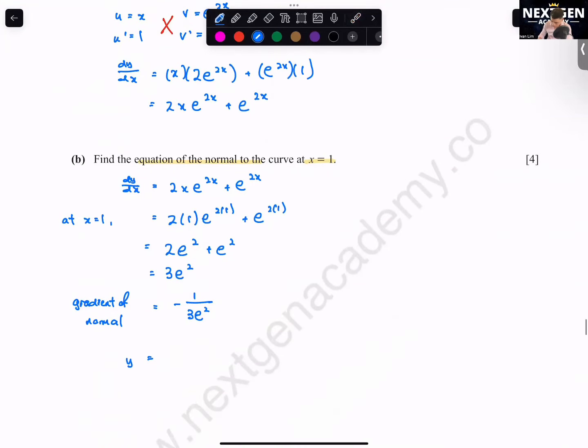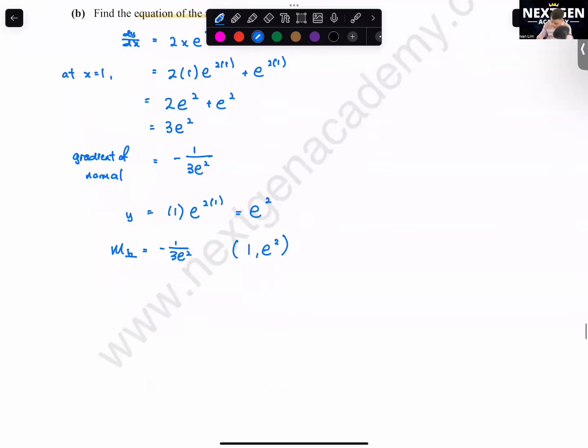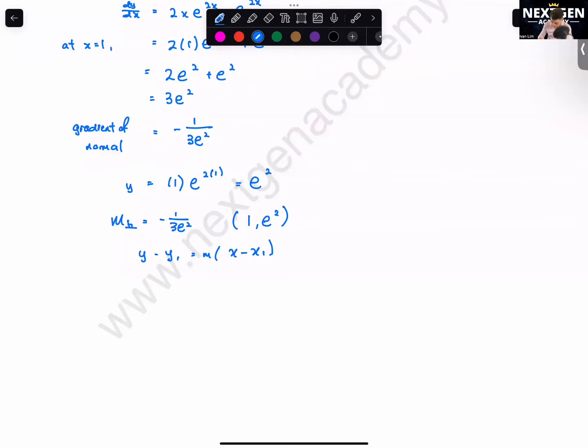So it will be 1 e to the power of 2, which is e squared. Okay, so I got this. Write down m normal, negative 1 over 3e squared. My x and y is 1, e squared. I'm going to substitute into y minus y1 equals m times x minus x1. So y minus e squared equals negative 1 over 3e squared times x minus 1.